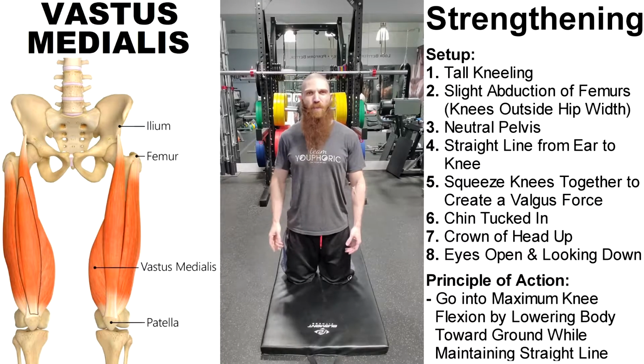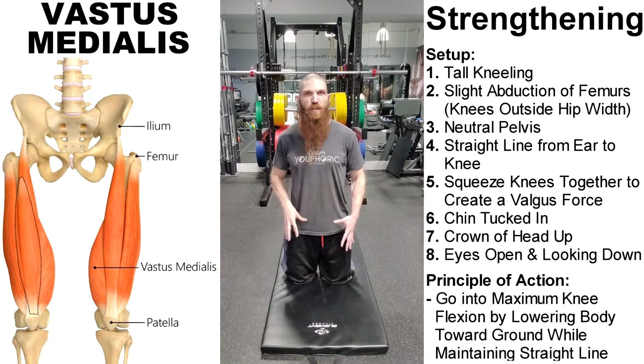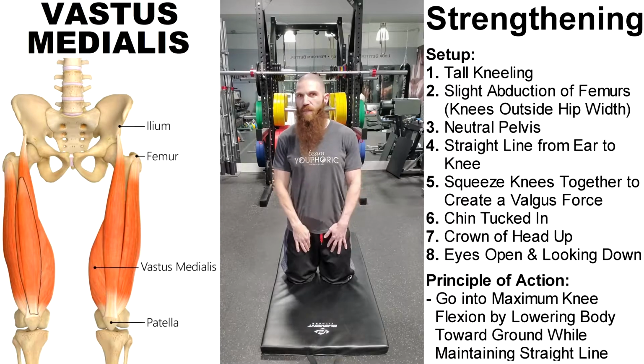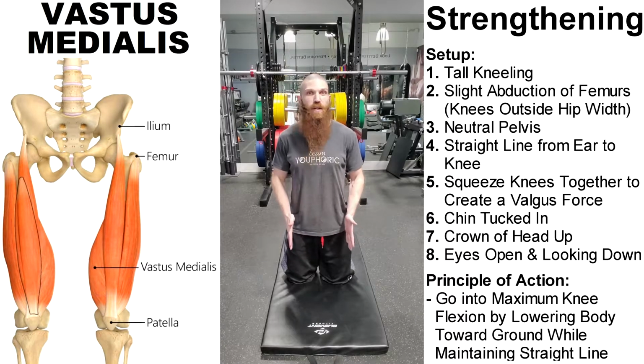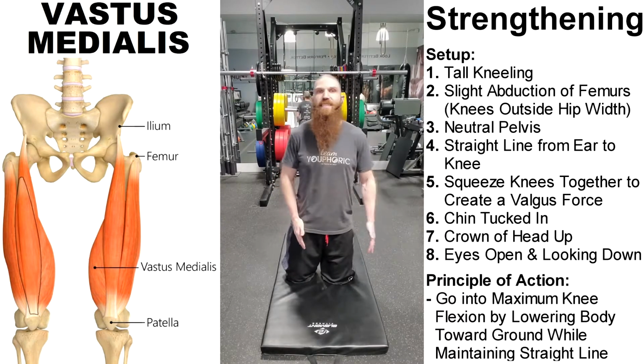Today I'm going to be taking you through a strengthening exercise for the Vastus medialis muscle, and it's going to be a variation of a reverse Nordic curl. For it, we're going to be in a tall kneeling position, and what we want to do, because we're targeting the Vastus medialis, is go into slight abduction of the femur. We're going to do that by placing the knees outside of the ankles.